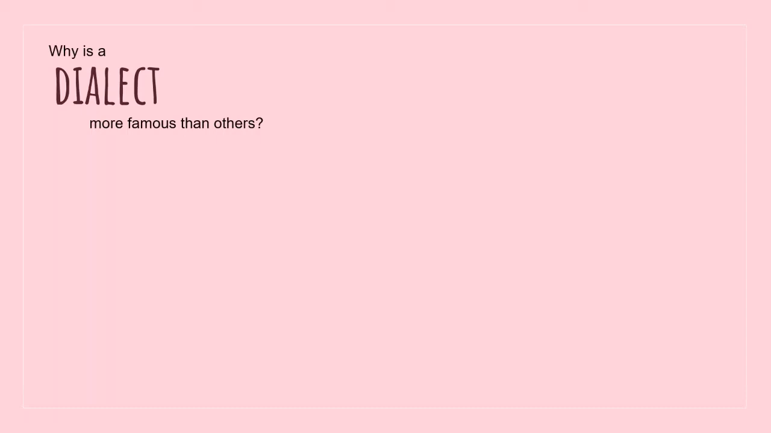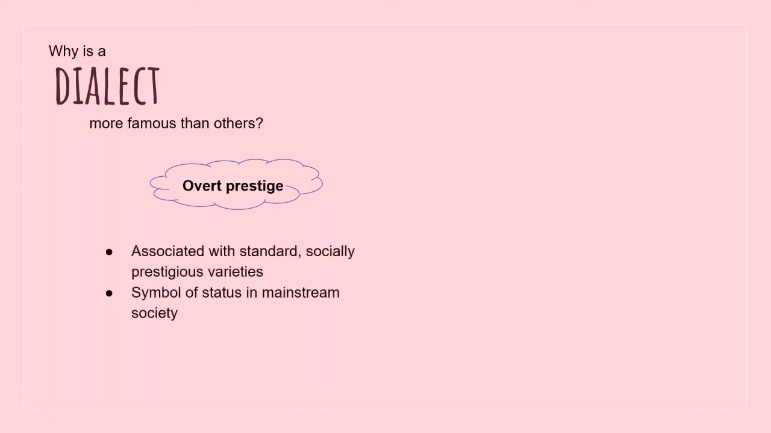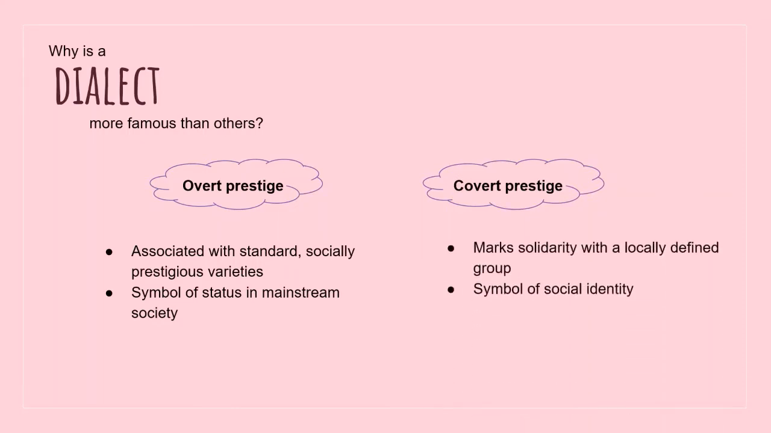Maybe at this point of the conversation you may ask, why is one dialect more famous than another? It isn't because some are better than others. The reason is that there are factors that make one more recognized than another. There is, for example, overt prestige, that is associated with the standard, socially prestigious varieties, and is a symbol of status in mainstream society, and covert prestige. This marks solidarity with a locally defined group, and is a symbol of social identity.